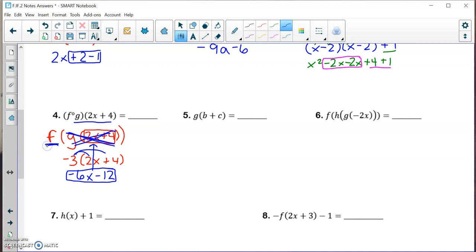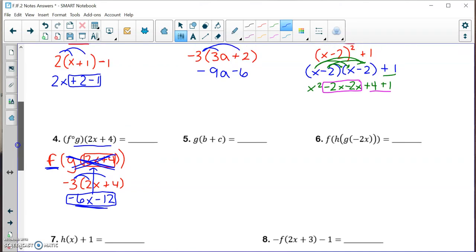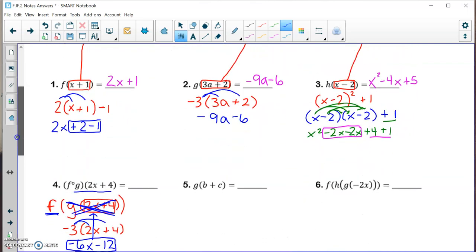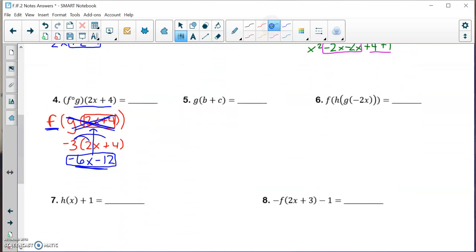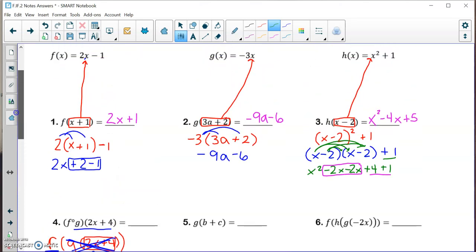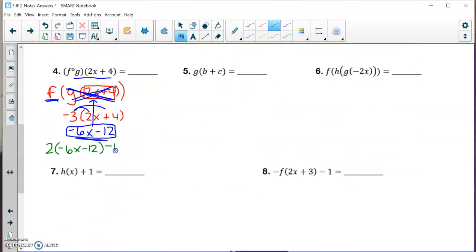And now I want to find f of negative 6x minus 12. So I'm going to put negative 6x minus 12 in for x in my f of x function. So now I have a 2 times that negative 6x minus 12. And then I have a minus 1 on the outside. So distributing that 2 in, I have a negative 12x minus a 24 minus a 1. Combining like terms, I wind up with a negative 12x minus a 25.